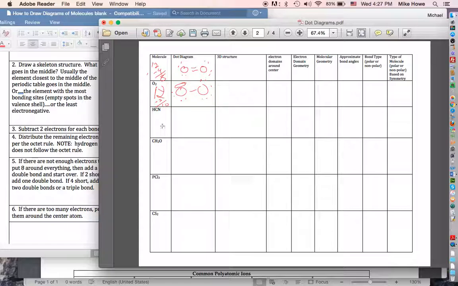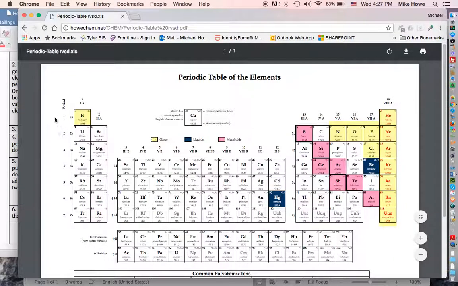Now let's take a look at HCN. This is a different one. So we're going to add the valence electrons up. Hydrogen, carbon, and nitrogen. So if I click over here, hydrogen has 1 valence electron, carbon has 4 valence electrons, see the 4 right there. Nitrogen has 5 valence electrons.